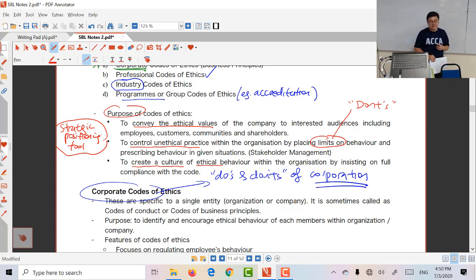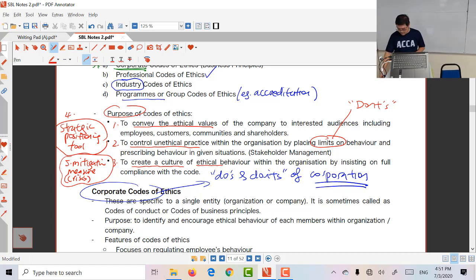It can be a strategic positioning tool. So I put that at point number 4. Okay, I put at point number 5. Now, it can also be a mitigation measure, like if you have a crisis. A mitigation measure, strategic positioning tool, and as a mitigation measure, bracket crisis.